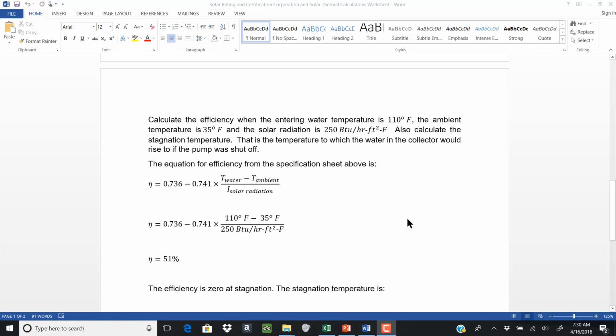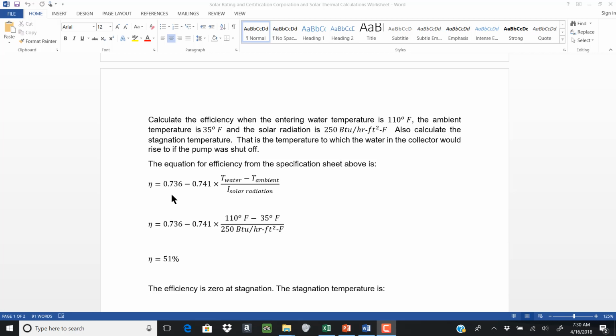So let's look at some calculations here. Calculate the efficiency when the entering water temperature is 110 degrees Fahrenheit, the ambient temperature is 35 degrees Fahrenheit, and the solar radiation is 250 BTUs per hour foot squared degree Fahrenheit. Also calculate the stagnation temperature. That's the temperature the water in the collector would reach if the pump were turned off. So let's look at the first.